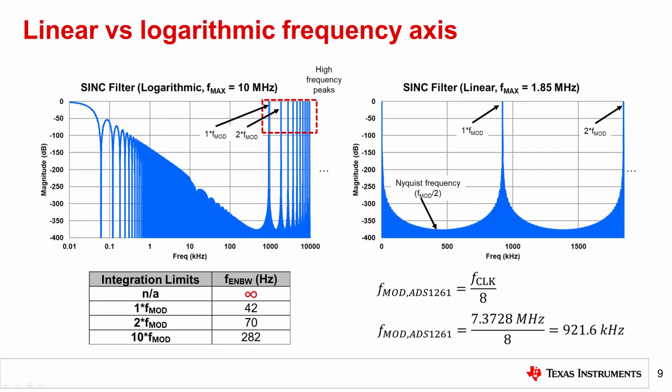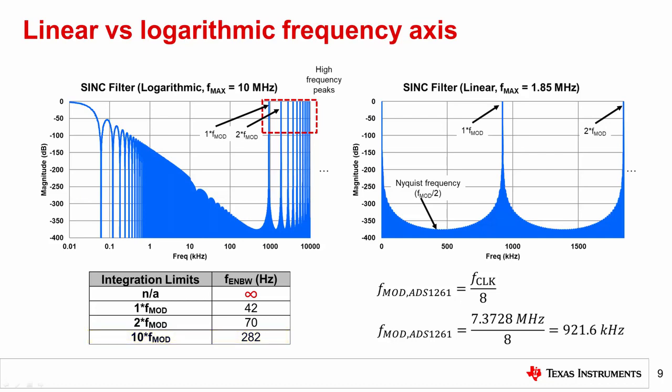With no other filtering in the system, you could determine the sinc filter's practical bandwidth by setting your integration limits to be 1 or 2 modulator clock frequencies. As the table on the screen shows, this results in 42 and 70 Hz of noise bandwidth respectively. Even if you set your limit to 10 multiples of f-mod, which corresponds to the total number of peaks shown on the logarithmic frequency plot, you would realize an effective noise bandwidth of only 282 Hz.